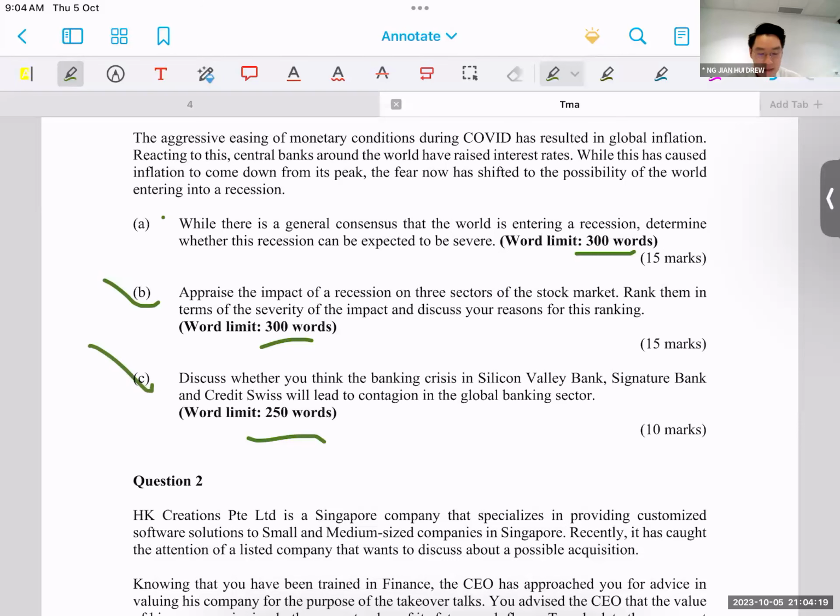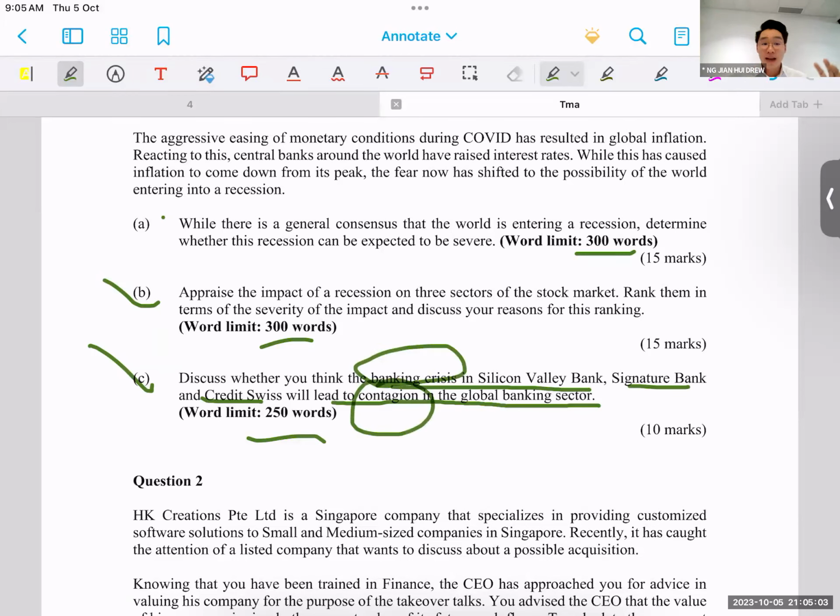Part C, this one's a little problematic in the sense of whether you're answering the question. So let's read the question carefully. Discuss whether you think the banking crisis in Silicon Valley, Signature Bank, and Credit Suisse will lead to a contagion in the global banking sector. Number one, we want to avoid any definition, anything that is merely describing. We should avoid describing what happened to Silicon Valley, Signature, and Credit Suisse, because you must assume that the examiner already knows this. They're asking you whether the banking crisis will lead to contagion.